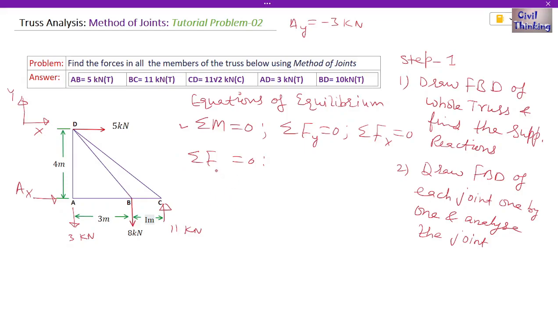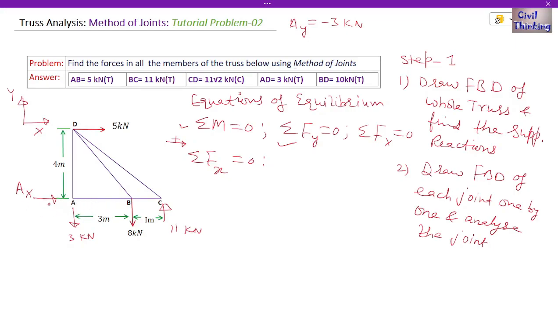Now we will apply summation of forces on the x-axis. Because we applied this, now we have to apply this equation. I am assuming forces towards right are positive, and the forces towards left are negative. Now we have to add up all the horizontal forces.